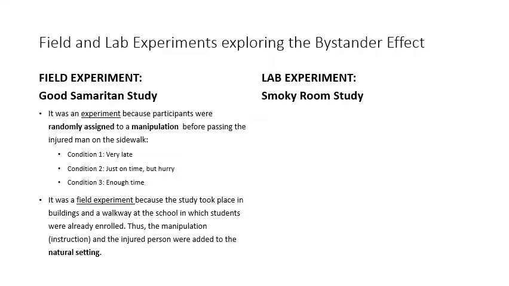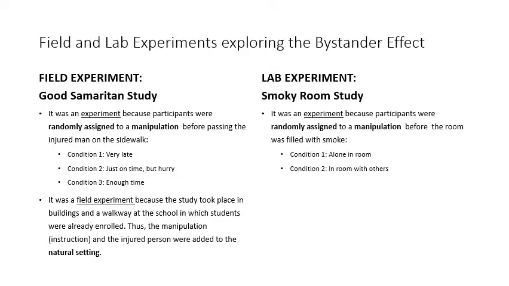And another example, that is to say, another study that you've already seen, was the smoky room study. And this would be a lab experiment. So let's take a look at it. First off, was it an experiment? And it was because people were randomly assigned to a manipulation before the room was filled with smoke. And the manipulation was either they were alone in the room or they were in the room with others. And of course, they measured whether they reacted to the smoke.